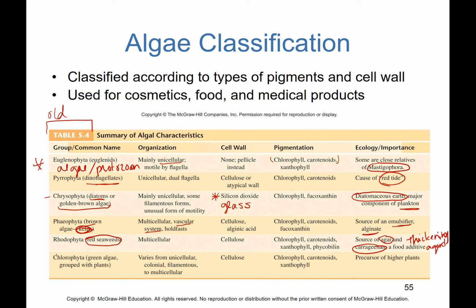And then Chlorophyta are our green algae. These we actually group with plants. They're the algae most closely related to plants. There are all sorts of types, from unicellular up to multicellular. And this is what really led into plants in terms of evolution; they grew into plants.